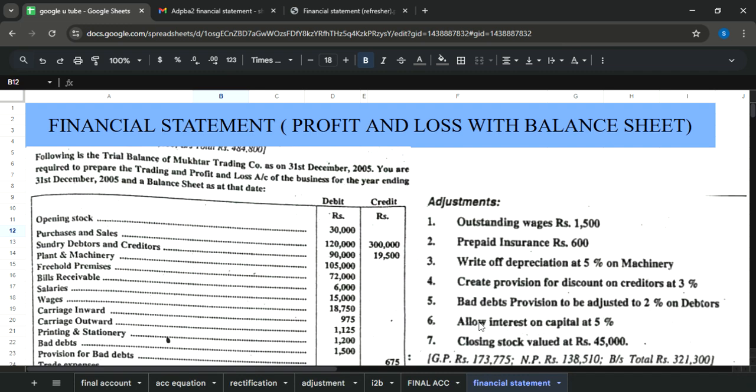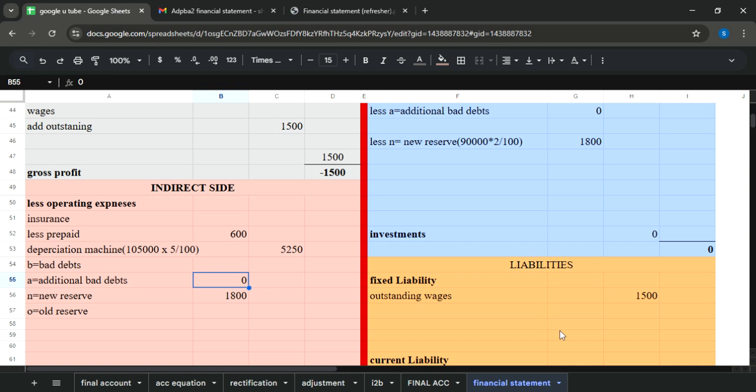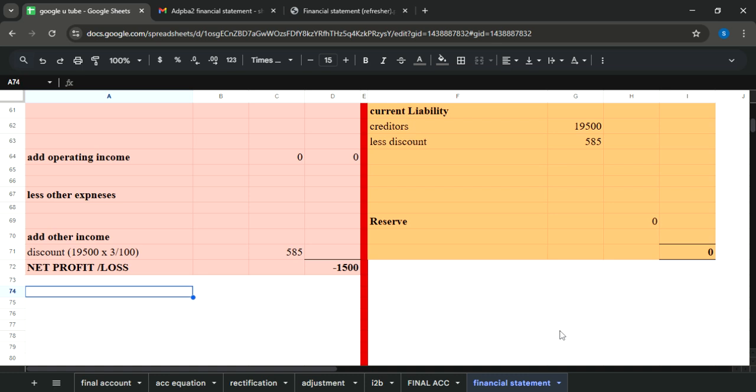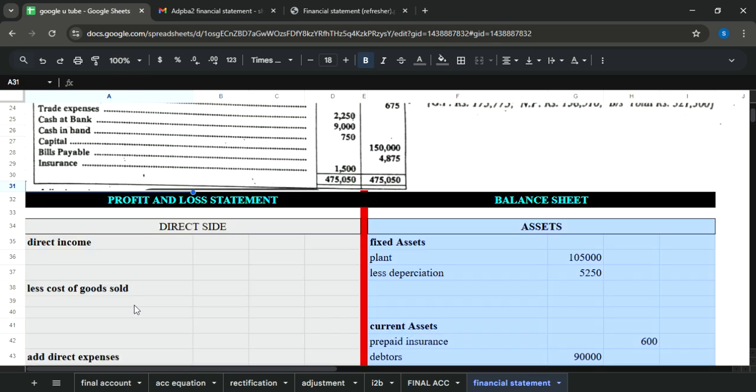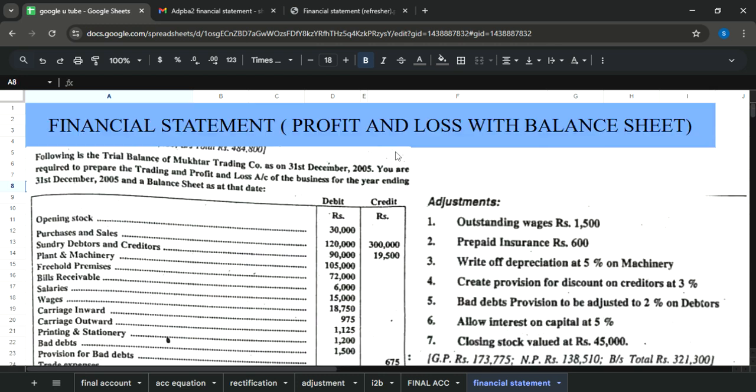And now sixth adjustment, interest on capital 5%. It is also an expense. So here interest on capital, you will go to other expense, interest on capital. For that you need to know how much capital was and what was the percentage. Capital is present over here. Amount is 150,000 and rate is 5%.